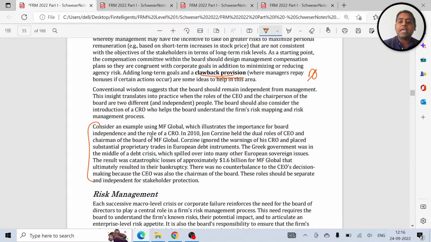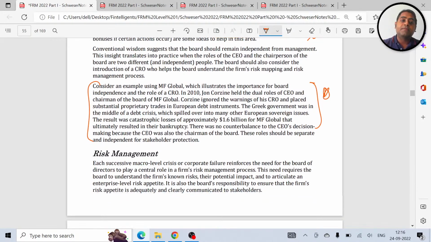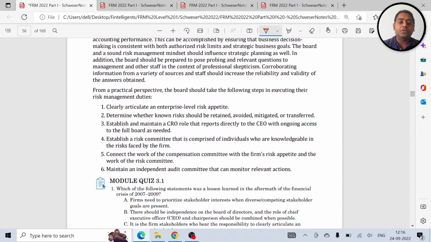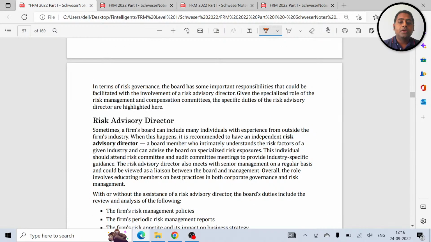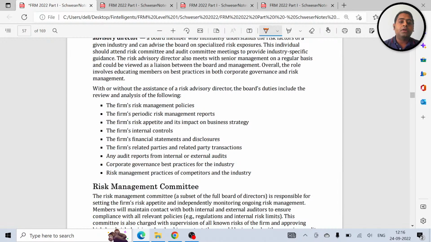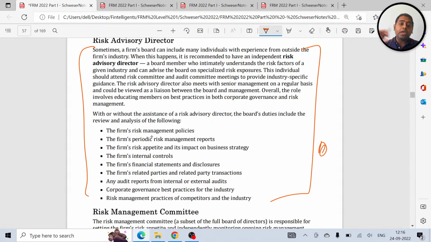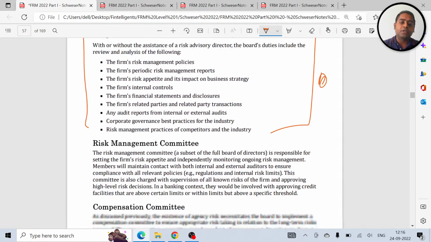Next, this MF Global case study, marking it as star. Read this case study properly. MF Global case study. Then, the risk management section is not so important. Moving towards the third module, the roles of the risk advisory director. This is easy, but you can expect a question in the exam. So definitely you should focus on this.